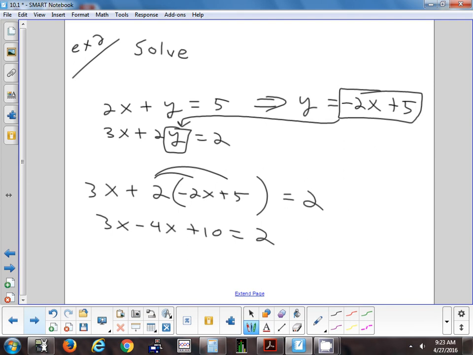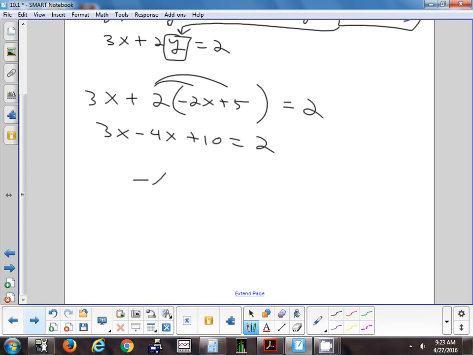Cameron, what would my next step be? Combining the 3x and the negative 4x. Yep. To get a negative x. So we're going to have negative x. And at the same time, I'm going to move the 10 to the other side. Eric, what's 2 minus 10? 2 minus 10. Oh, that's negative 8. Negative 8. So x is 8.